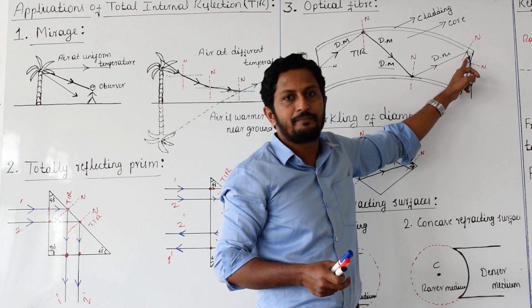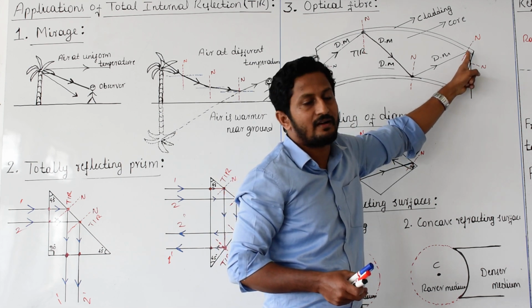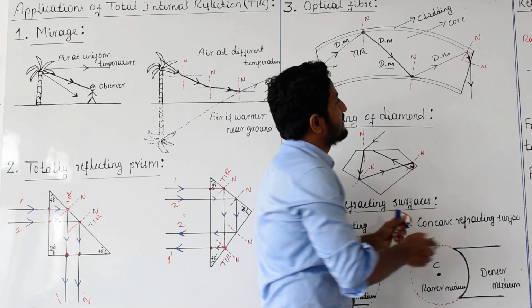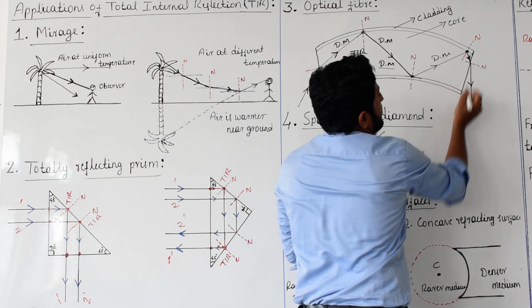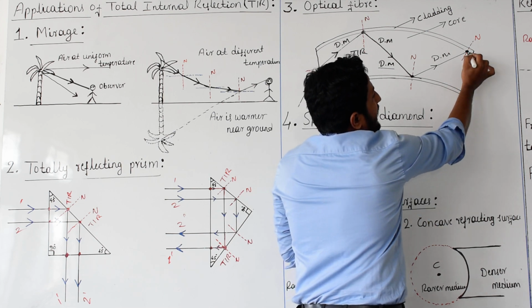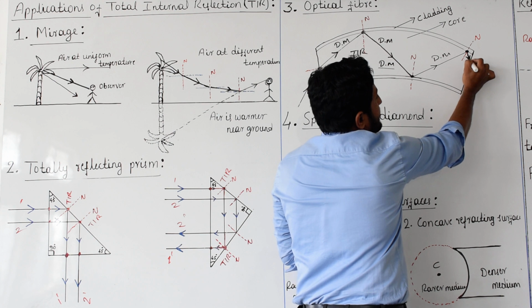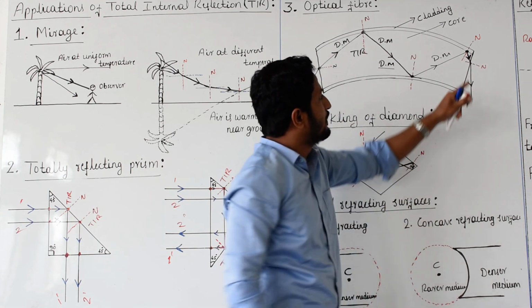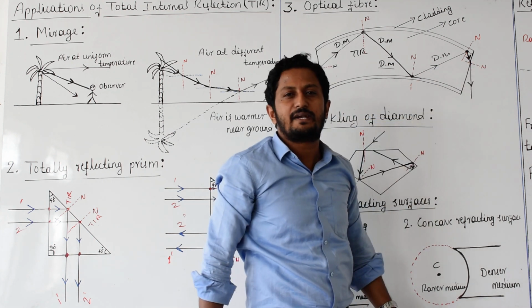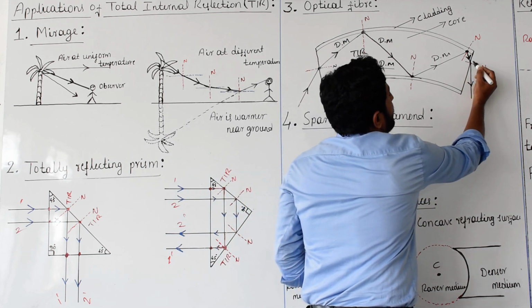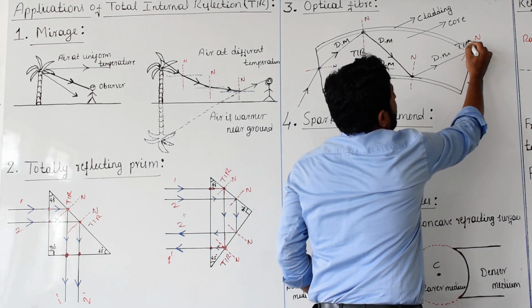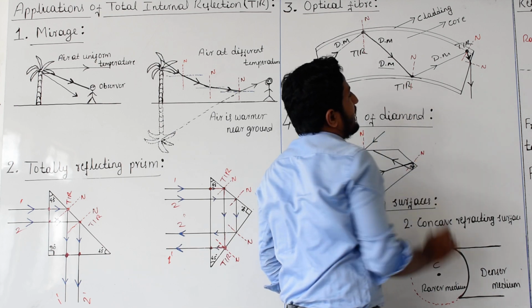You see, it came here, it got incident here. Again, this is the interface. Again, this is the interface here. It moved through the denser and bounced back to the denser. You see here, this is denser. It bounced back to the denser medium. And again here, what happened? TIR taken. Here also TIR.